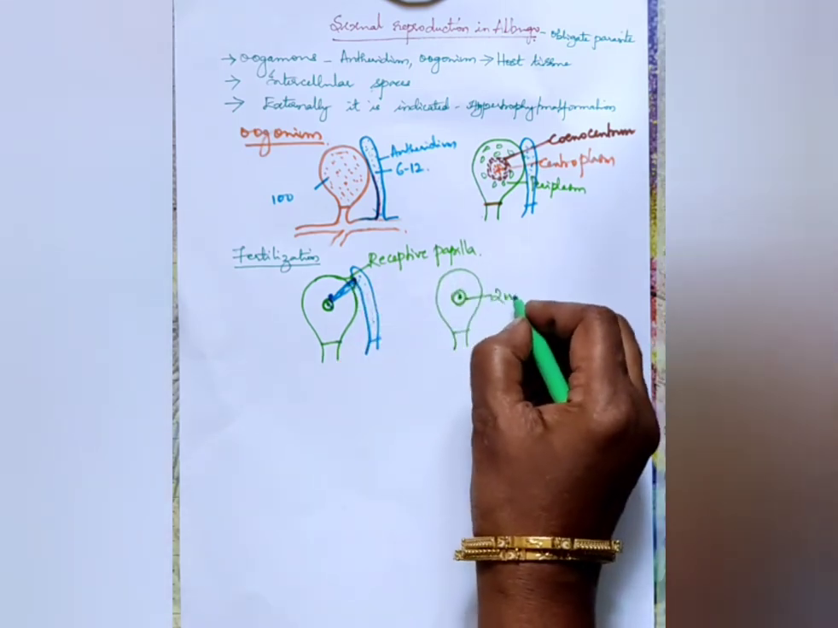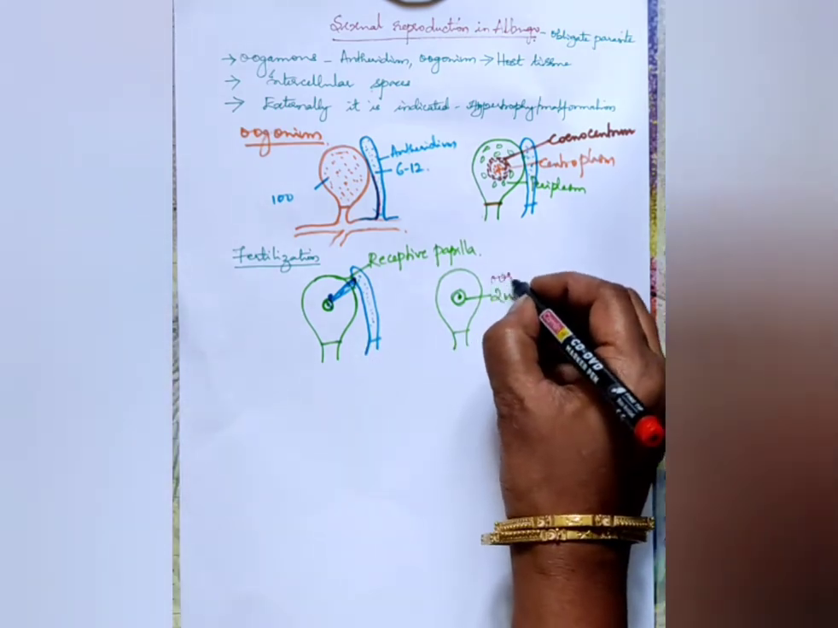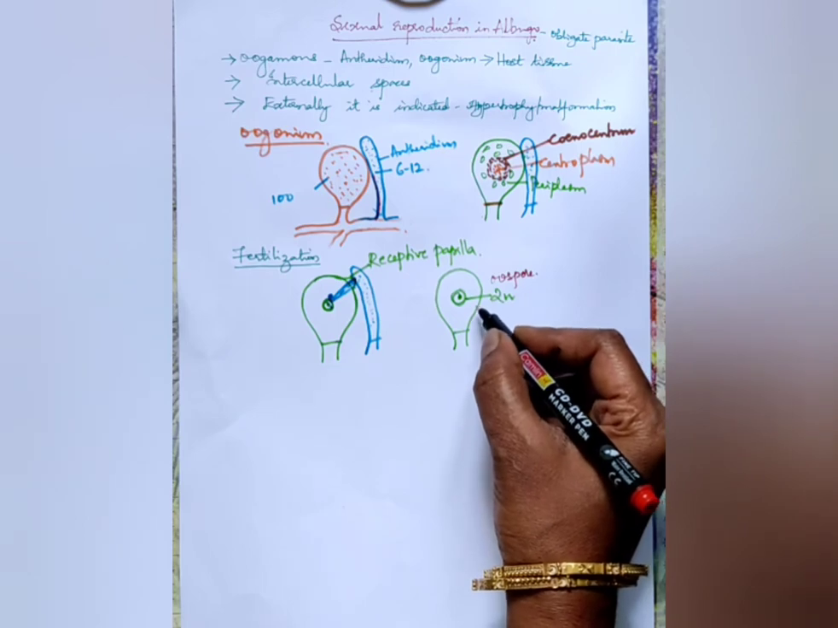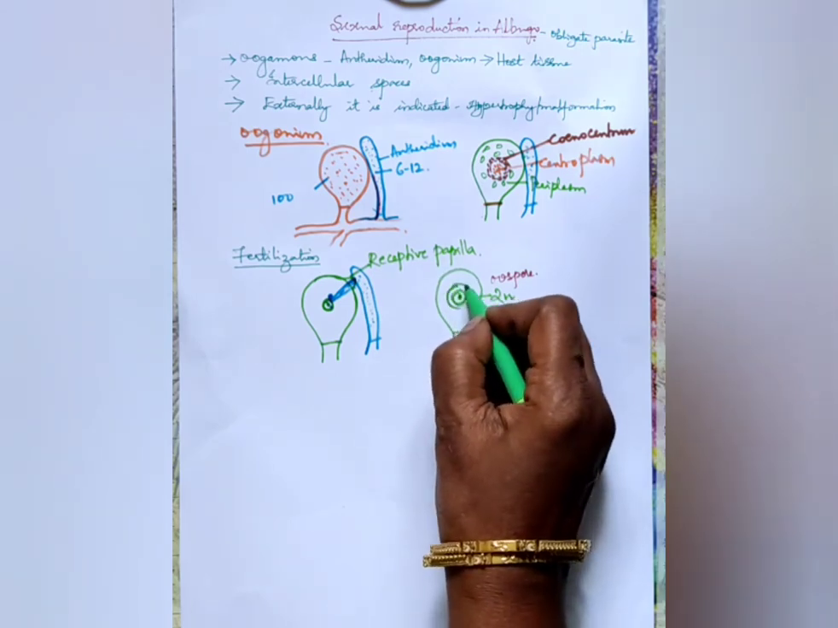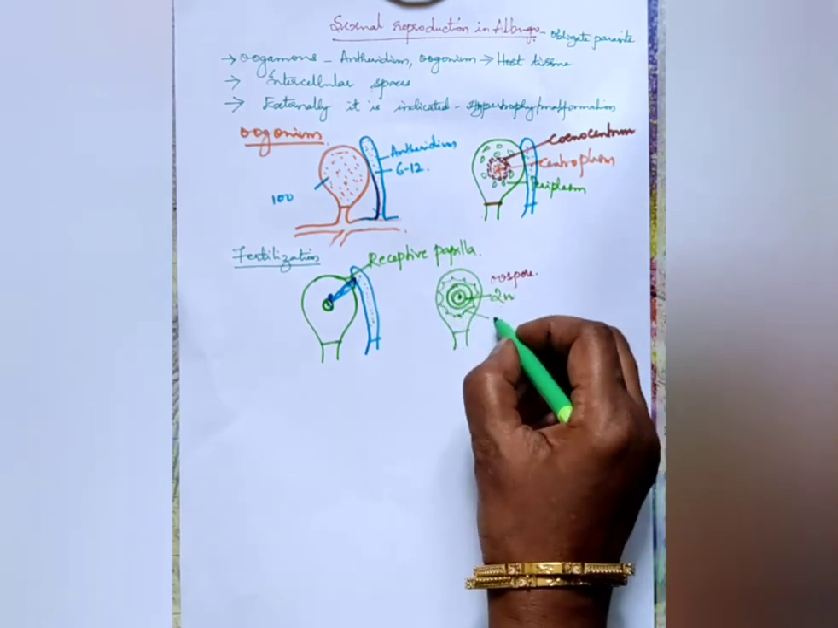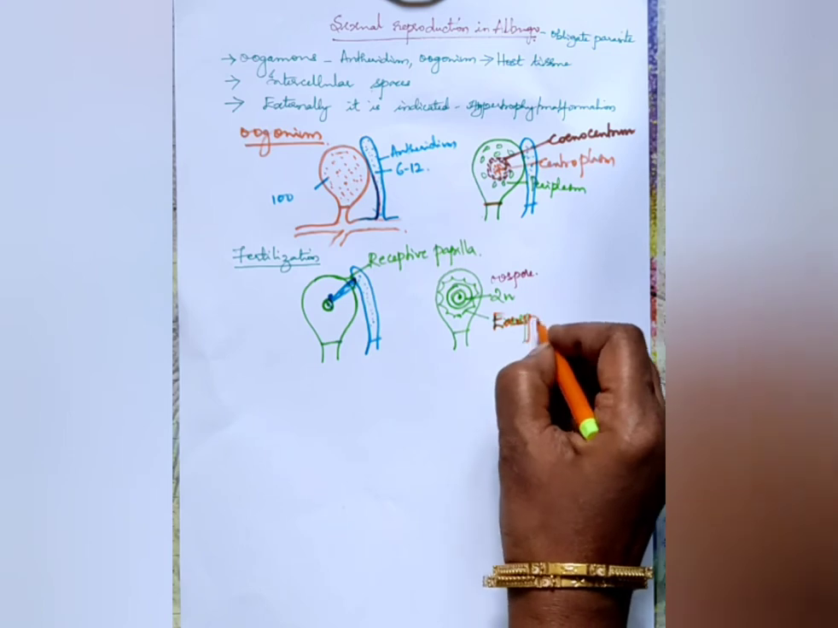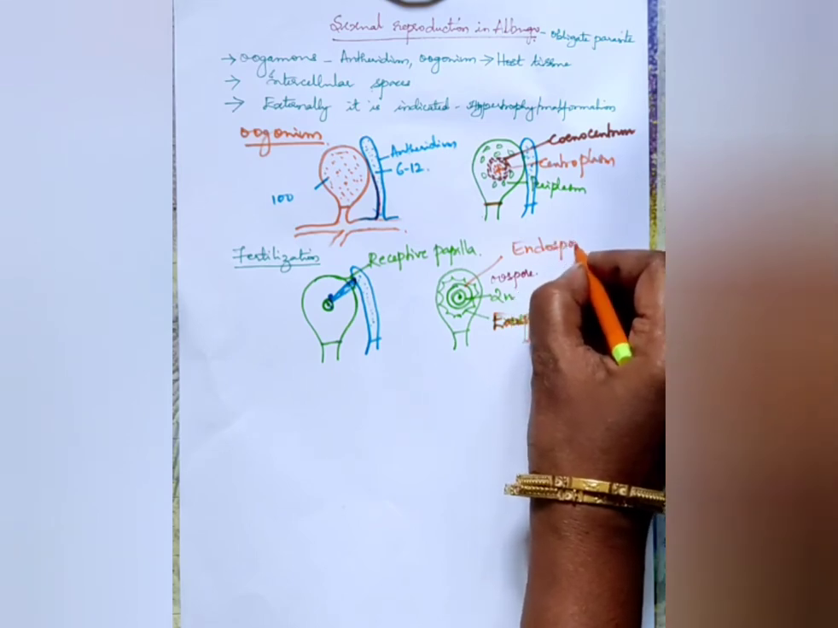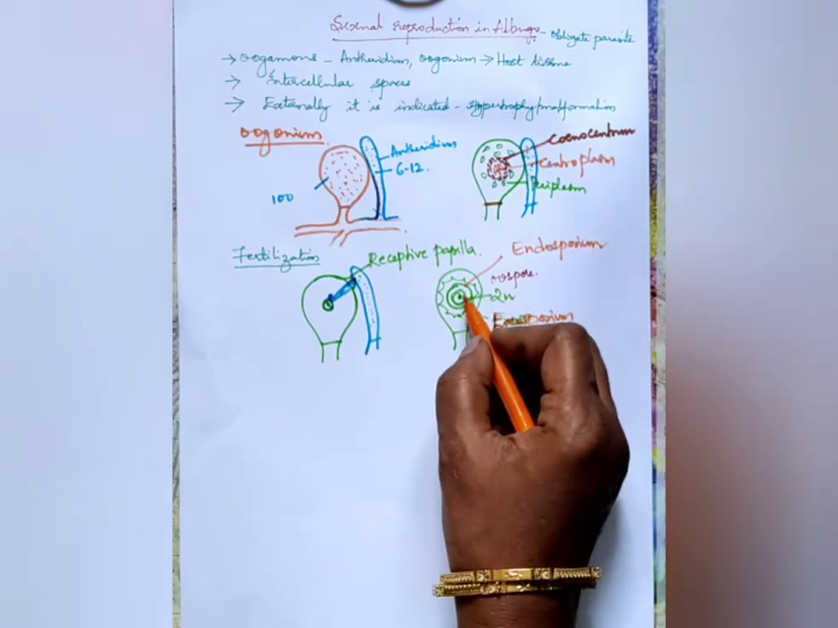So now you have the diploid nucleus. This oospore undergoes a period of rest, and it develops a thick wall around it, which gets differentiated into two layers. The outer layer is called the exosporium, and the inner layer is called the endosporium. The exosporium is thick and warty, and the endosporium is thin and smooth.